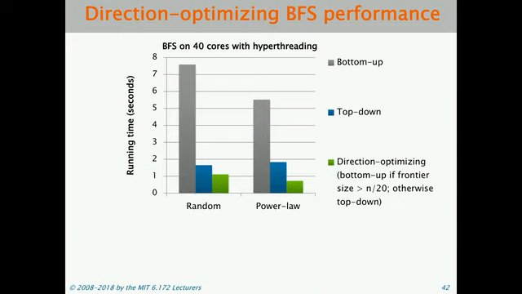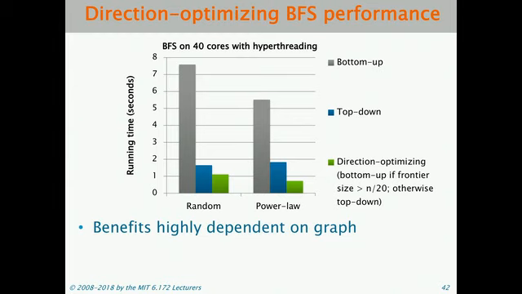So here's some performance numbers comparing the 3 different modes of traversal. So we have bottom-up, top-down, and then the direction optimizing approach using a threshold of n over 20. First of all, we see that the bottom-up approach is the slowest for both of these graphs, and this is because it's doing a lot of wasted work in the early iterations. We also see that the direction optimizing approach is always faster than both the top-down and the bottom-up approach. This is because if we switch to the bottom-up approach at an appropriate time, then we can save a lot of edge traversals. And for example, you can see for the power law graph, the direction optimizing approach is almost 3 times faster than the top-down approach.